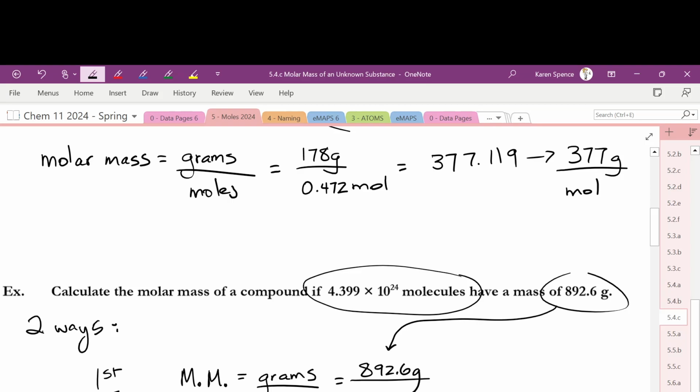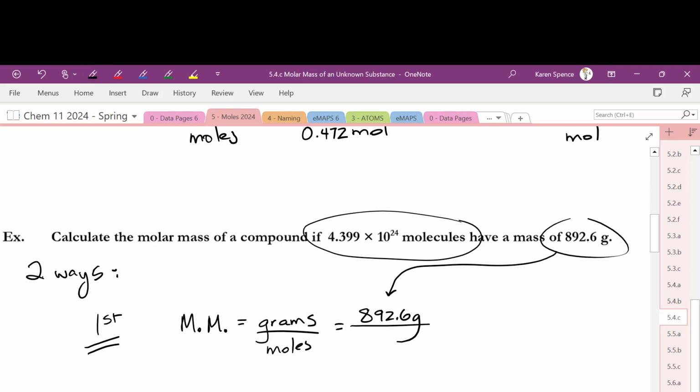892.6 grams. Do I know the number of moles? No, but could I find the number of moles? Yes. I can say, I don't know how many moles, but I know that I have 4.399 times 10 to the 24 molecules. I need to cancel the molecules and find the moles.